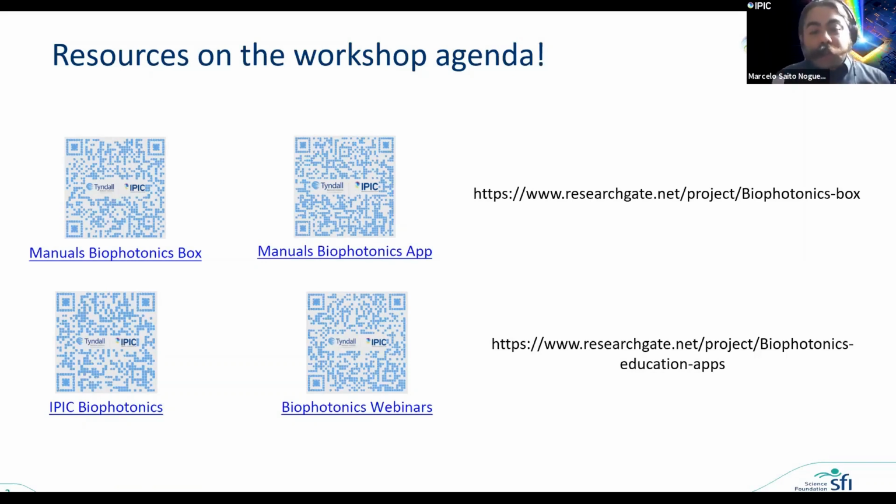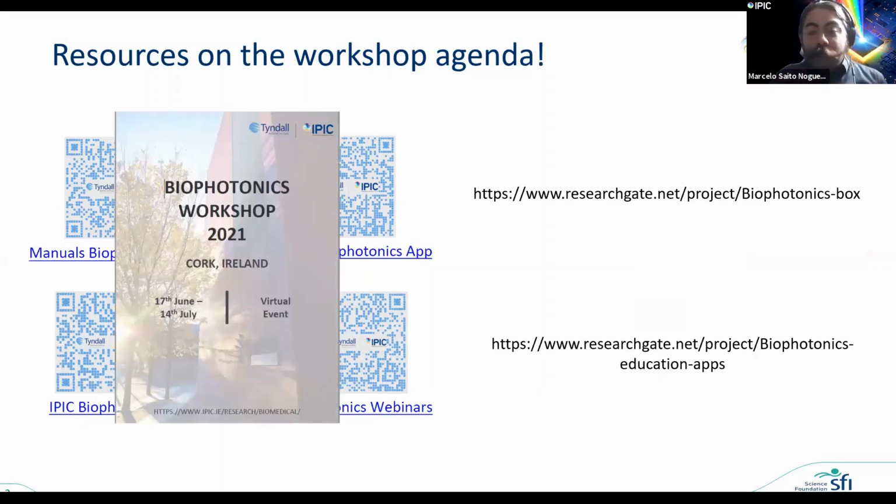of where we have our manuals. Now we have our manuals from last year and we aim to update them by next week, so that they are ready when we expect the Biophotonics kits to have arrived to everyone participating in the programs offered by IPIC. And you can find them in the agenda there. Here I also make available the links that you can use to access both the manuals of the Biophotonics box experiments and the Biophotonics computer simulations we'll also be discussing in this workshop.